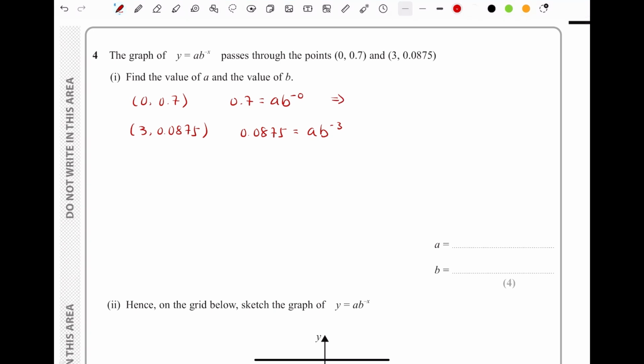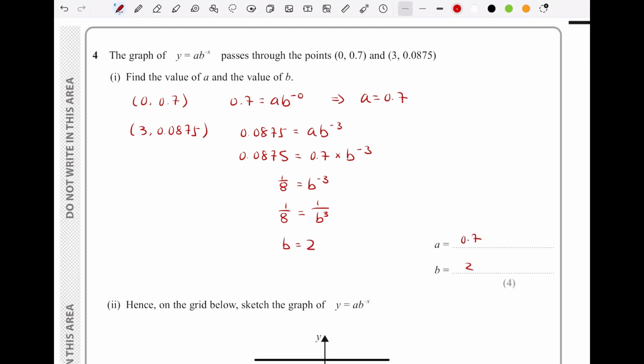Now, from the first equation, we know a is going to be 0.7. It's because b to the negative 0 is 1. And now we know from the second equation, 0.0875 is 0.7 times b to the negative 3. Now, by dividing both sides by 0.7, we have b to the negative 3 is 1 over 8. Now, b to the negative 3 is 1 over b cubed. Therefore, b is going to be 2.